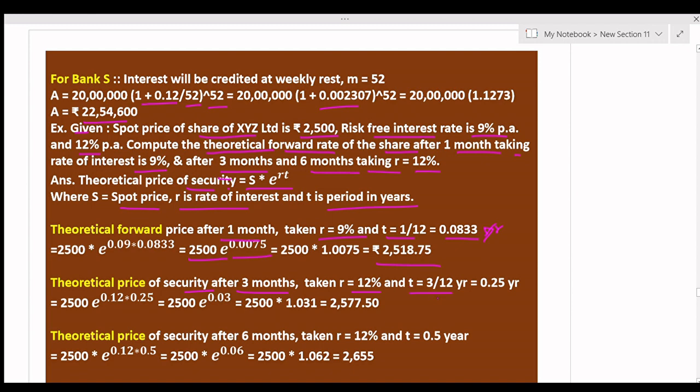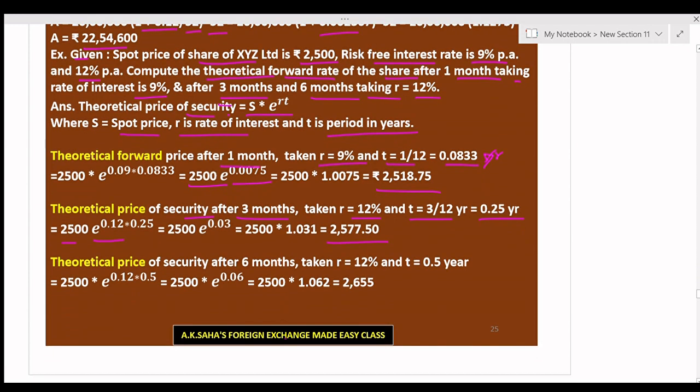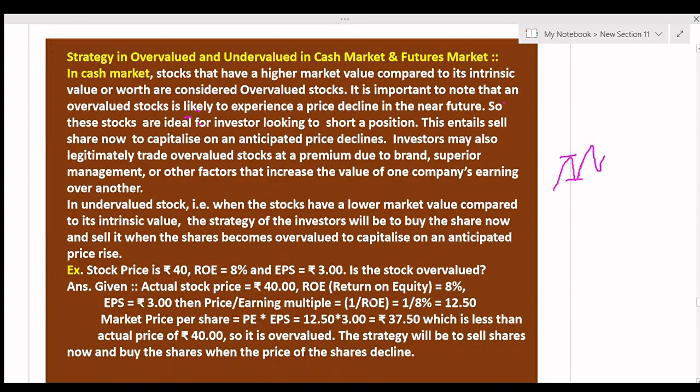Next, theoretical price of security after 3 months, taking R equal to 12% and T is 3 months, that is converted to year, 0.25 year. That is equal to 2,500 into e to the power 0.12 into 0.25, that comes to rupees 2,577.50. Lastly, theoretical price of security after 6 months, where R is equal to 12% and T is equal to 0.5 year. So 2,500 into e to the power 0.12 into 0.5, that comes to rupees 2,655.